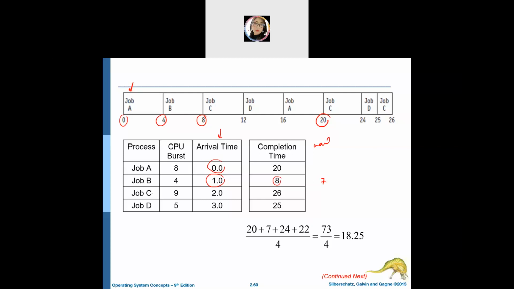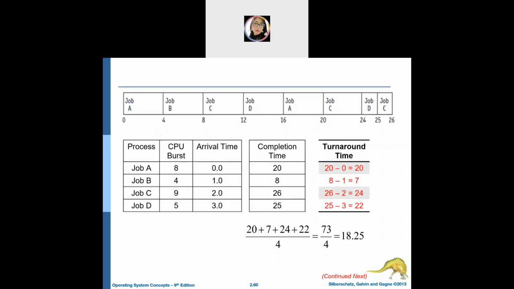After that, C arrives at 2 seconds. Your completion time is 26. So for the turnaround time, you're going to do 26 minus 2, because 2 is your arrival, so you get 24. And D finishes at 25. You arrive at 3, so you minus 3 and get 22. This is your turnaround time.